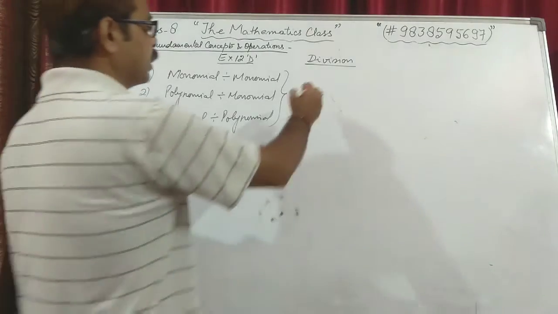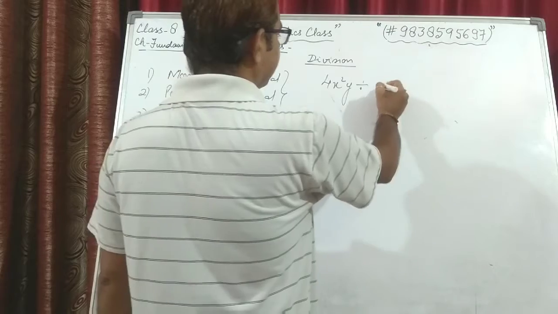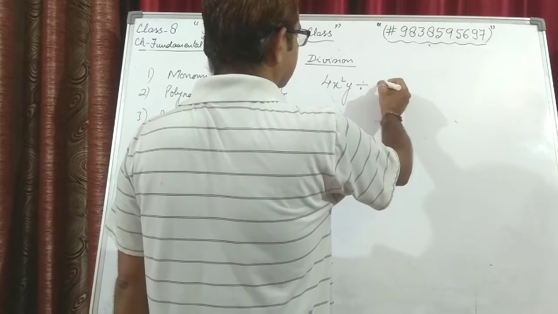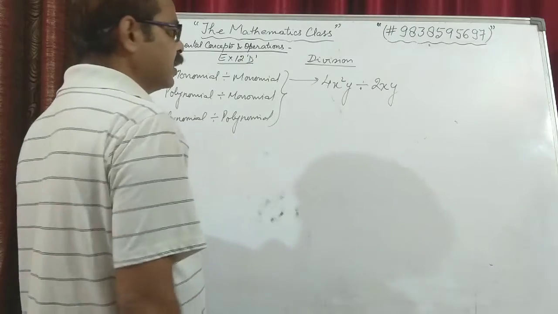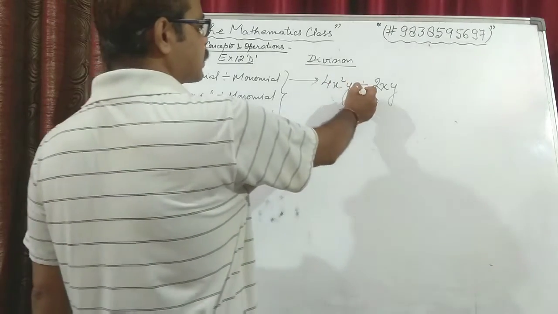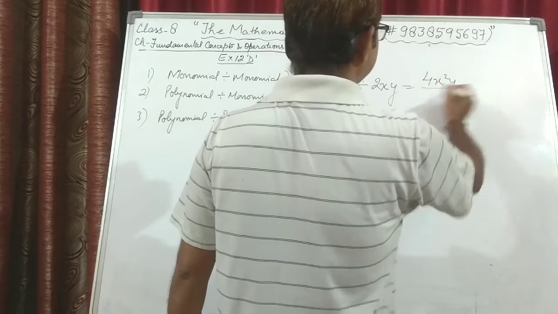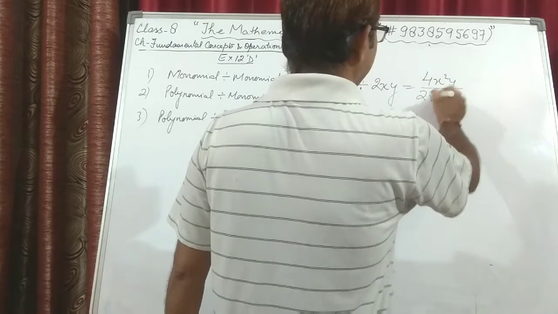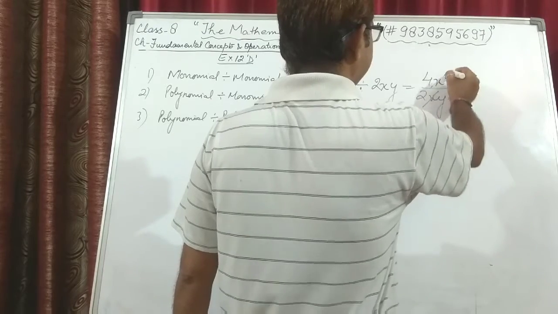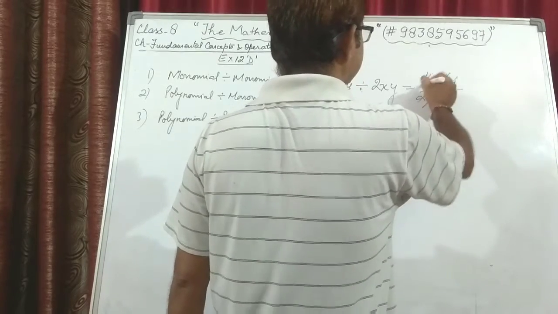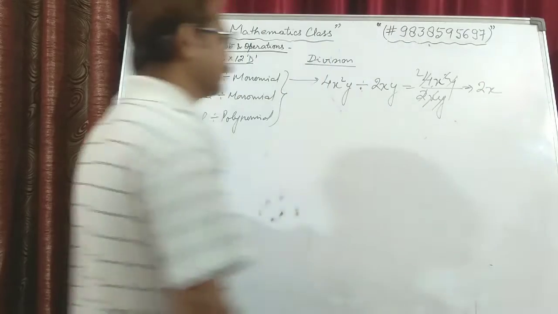Now if it is a monomial, let's say 4x square y divided by 2xy. So this is a monomial, this is also a monomial, and it is divided by a monomial. So simply what you will do, 4x square y upon 2xy. Now x and x cancel, y and y cancel, 2 2s are 4. So what is left? 2x. That is the final value.